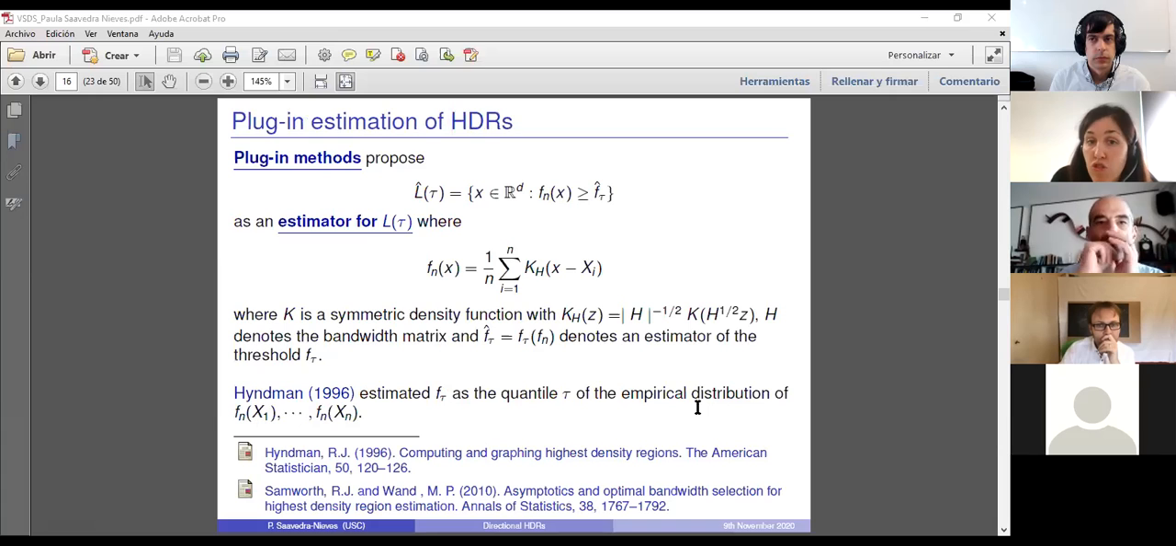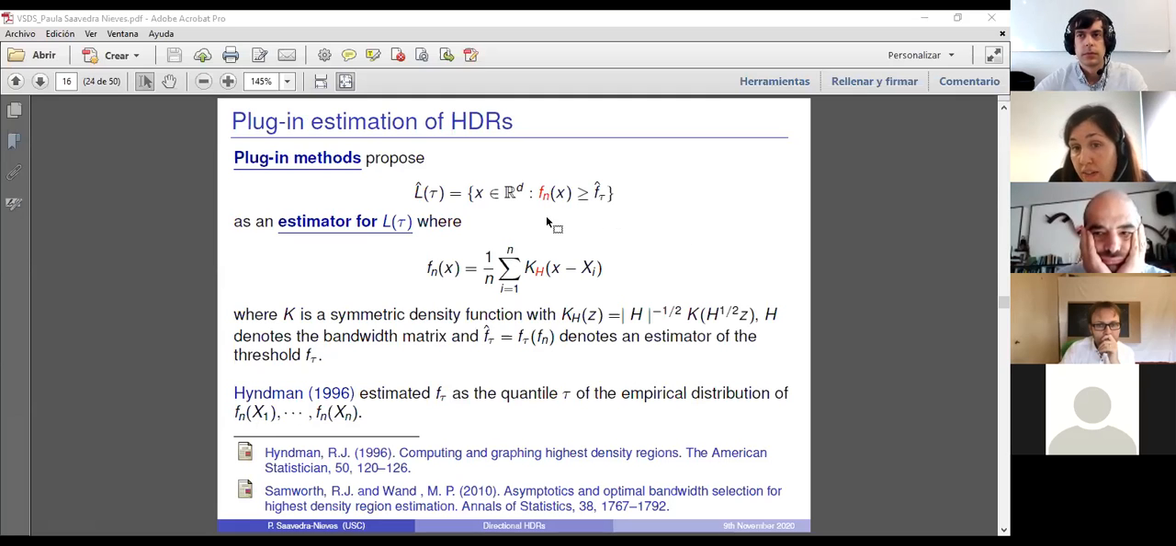Plug-in methods are maybe the most natural and simple choice to reconstruct a highest density region, because if you remember the definition of the theoretical set L tau, we only replace the density function f by a non-parametric estimator of the density, the kernel one, and replace the threshold f tau by a non-parametric estimator of it. How to compute this threshold? Using the method proposed by Hyndman in 1996. He estimates this threshold as the tau quantile of the empirical distribution of the kernel density estimator evaluated on the sample points.